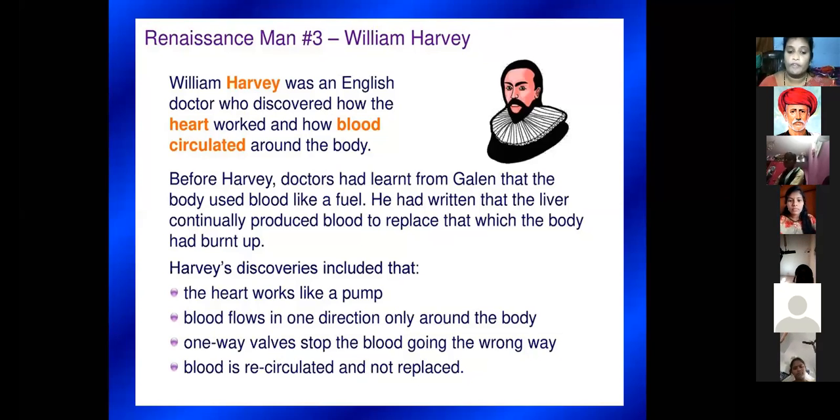Next, one-way valves stop the blood going the wrong way. Only the blood flows in a single direction. That is the explanation given by William Harvey. And next, blood is recirculated, not replaced. Only recirculated but not replaced, ma'am. That is the information given by William Harvey.